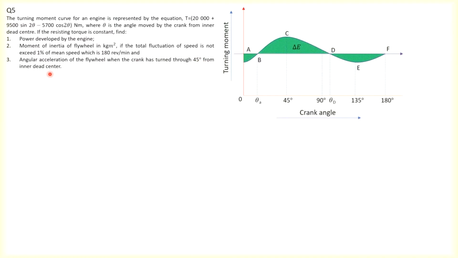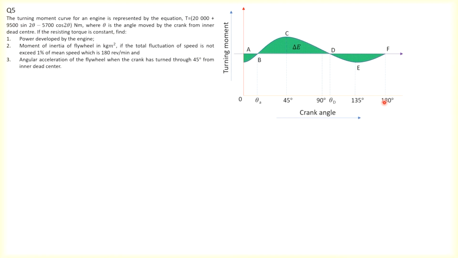Now, if the resisting torque, that means the mean torque, is constant, that means a horizontal line, find first the power developed by the engine, second, the moment of inertia of the flywheel, and thirdly the angular acceleration of the flywheel when the crank has turned through 45 degrees from the inner dead center.